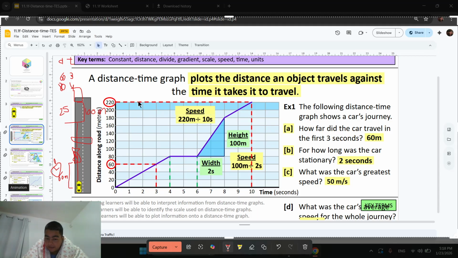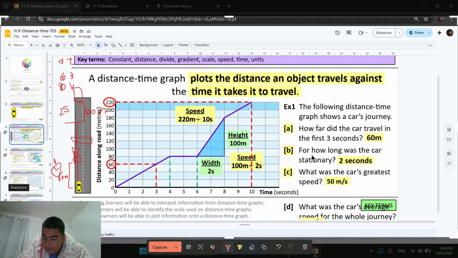80 to 20, another 40 meters, right? So we can answer these questions over here. How far does the car travel in the first 3 seconds? We can take a look at the graph. In the first 3 seconds, the distance that the car traveled is 60 meters.